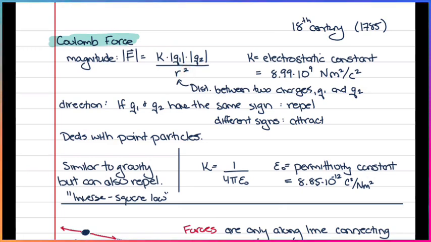But what makes this a little bit more interesting is that with gravity, you can only have attraction. Two masses only attract one another. But for the Coulomb force, you can have both attraction and repulsion.